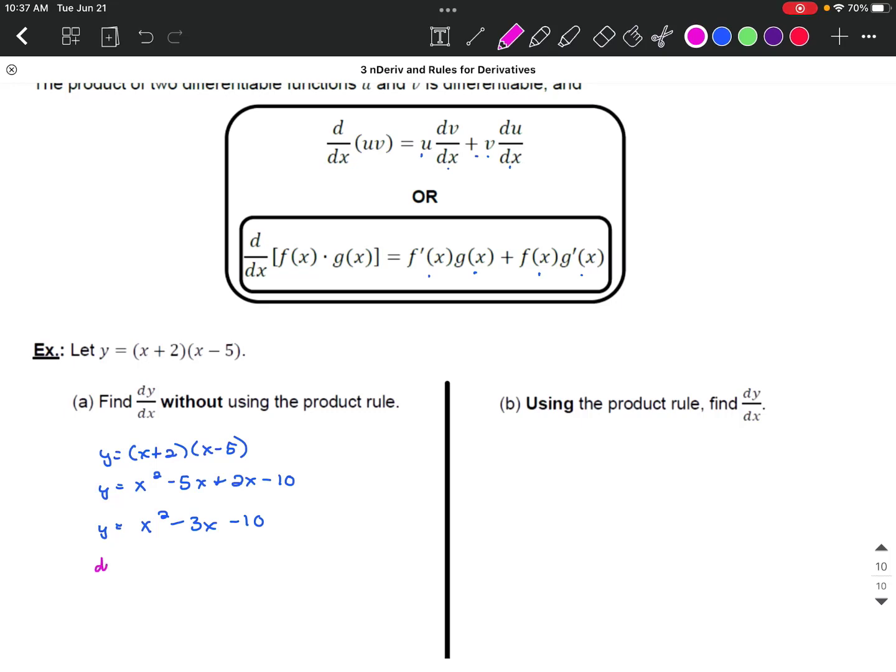Now we could do the derivative. The derivative of x squared is 2x, minus the derivative of 3x is 3, and the minus 10 has a derivative of 0, so we would be done.